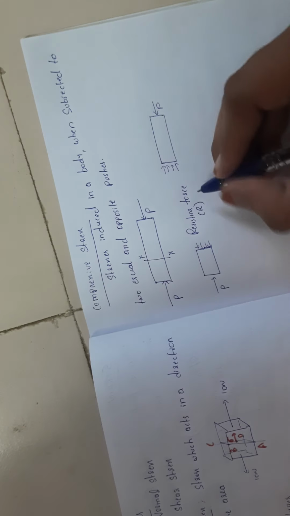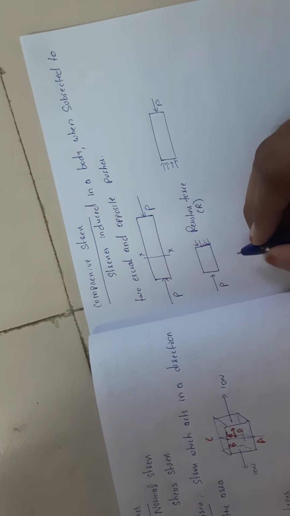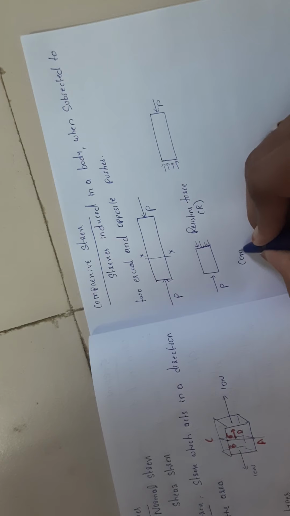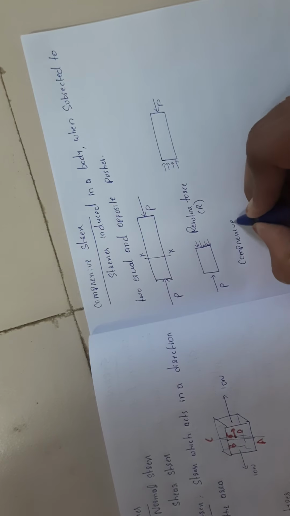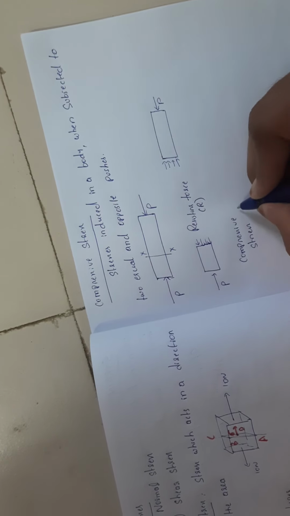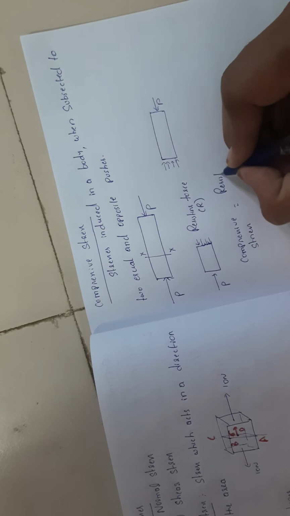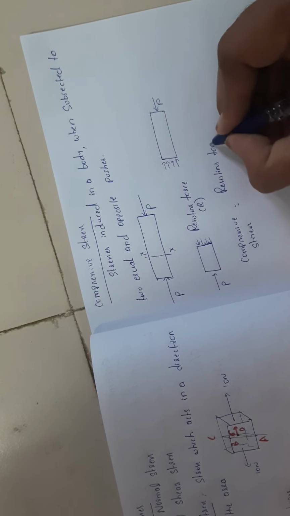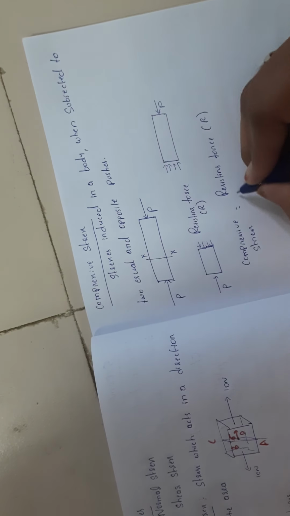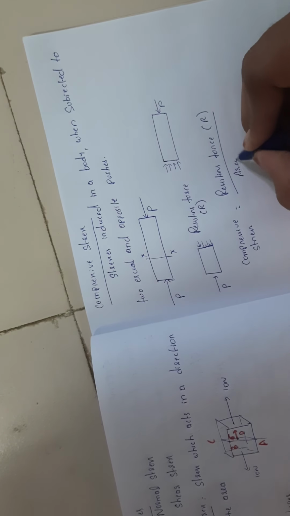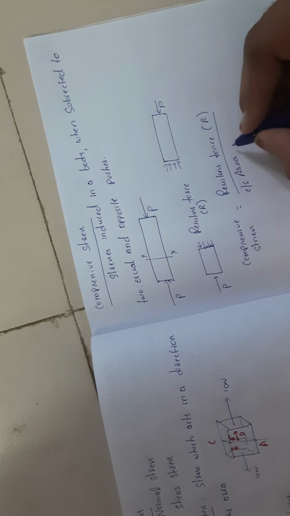Now, if you take compressive stress, it can be written as resisting force divided by area, the cross sectional area. It is called cross sectional area A.